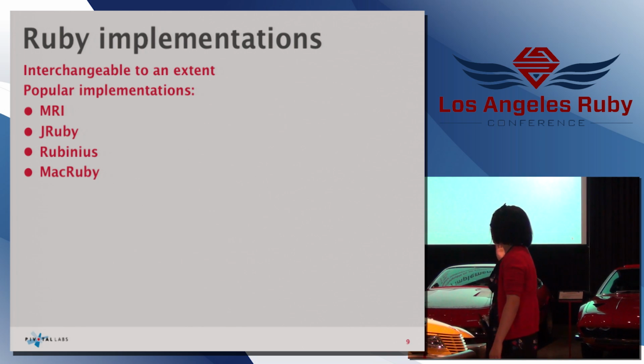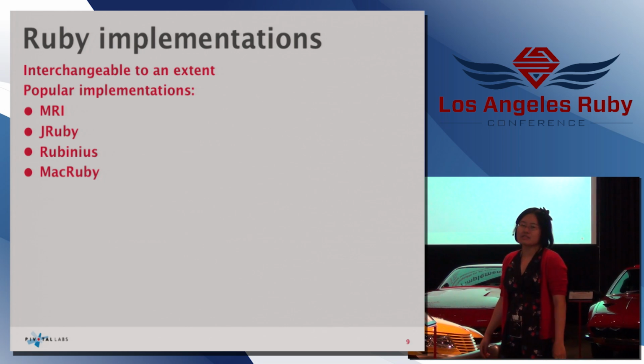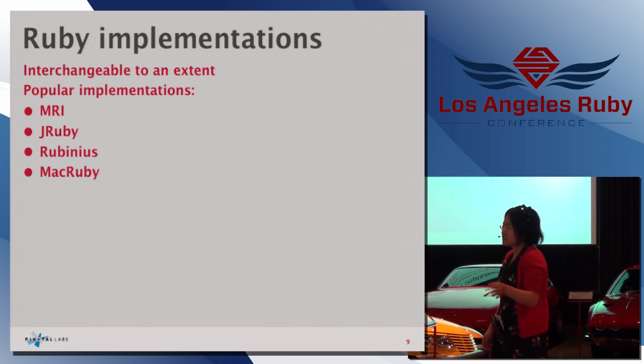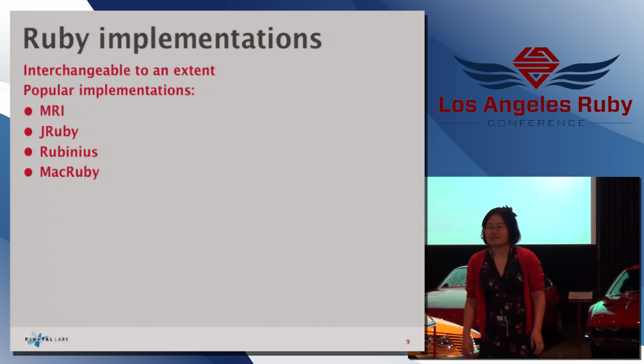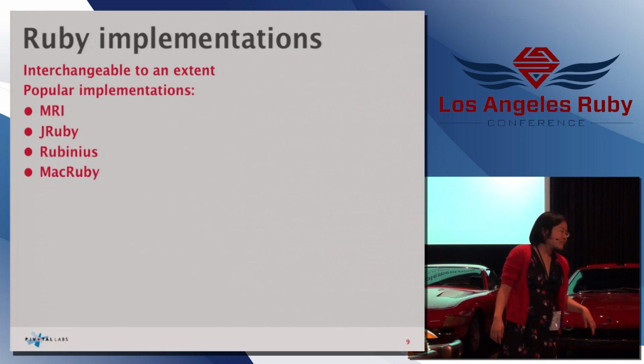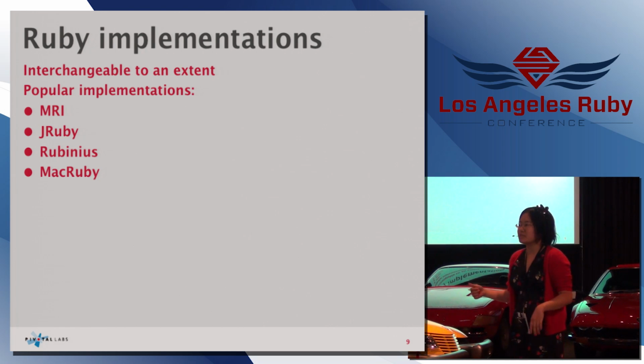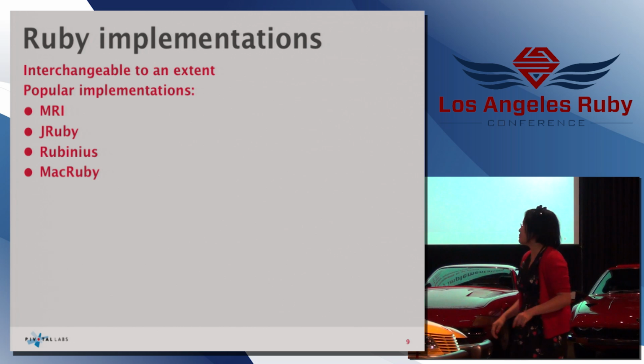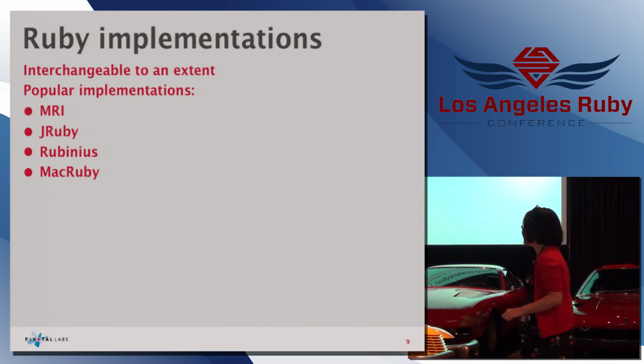So the most popular implementation is MRI, otherwise known as Matz's Ruby Implementation. And it's basically the default Ruby. So if you don't know what Ruby you're using, you're probably using MRI. So I guess most of you are using MRI. Then the next most popular one is JRuby, which is what I'm talking about. And then there are also a couple of other red-headed stepchildren. No offense, man.